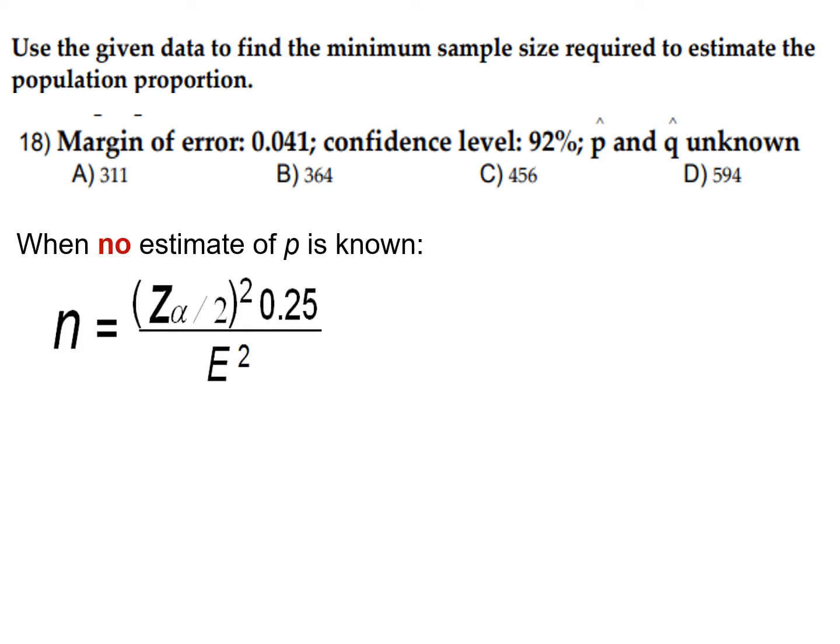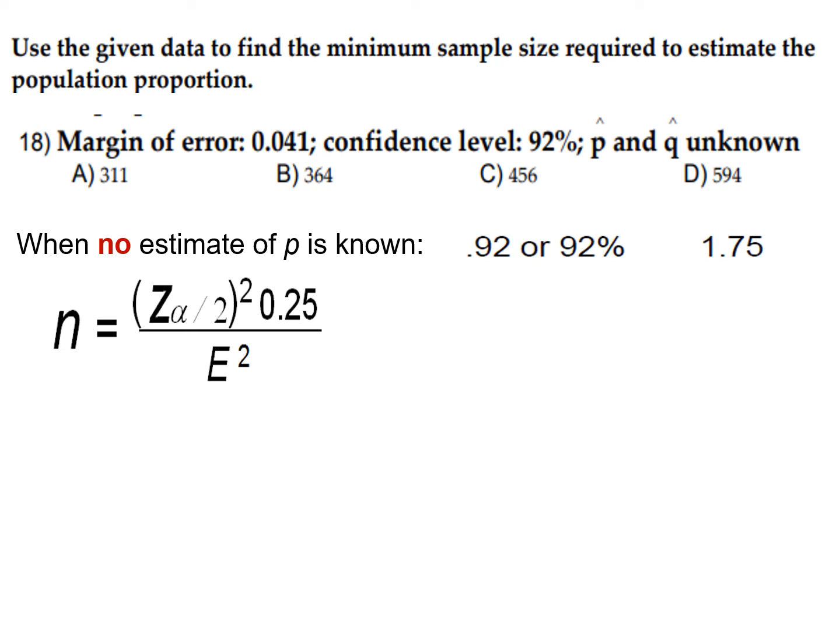Number 18, find the minimum sample size. Well, when p hat is known, you use this. When there is no estimate of p hat, we're using this formula. It should be p hat here. What we're doing here is we're assuming p hat is 0.5 and q hat is also 0.5. 0.5 times 0.5 gives me this decimal 0.25.